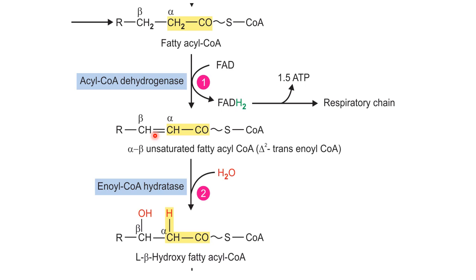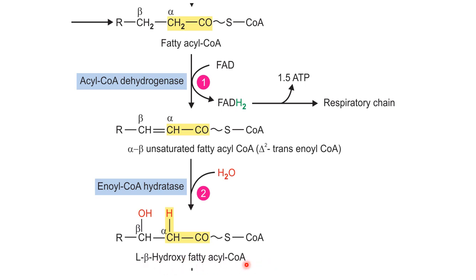After the first step, this alpha-beta unsaturated fatty acyl-CoA undergoes the hydration reaction with the help of the enoyl-CoA hydratase enzyme, and there is an addition of a hydroxyl group at the beta carbon. So the alpha-beta unsaturated fatty acyl-CoA gets converted to the L-beta hydroxy fatty acyl-CoA because there is an addition of a hydroxyl group in the beta carbon. That's why it is called a beta hydroxy fatty acyl-CoA.